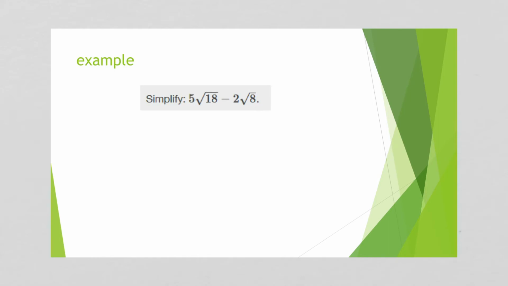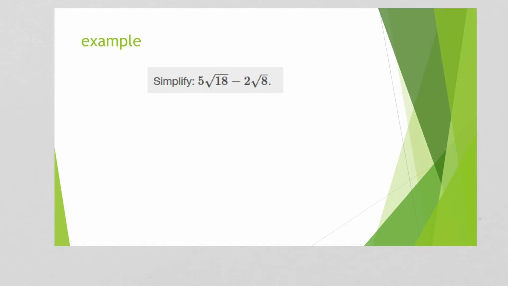All right, so in this form, there's really not much I can do with this, okay? So let's simplify this and let's simplify that, all right? So we've got 5 times the square root of 18. I can turn that into 9 times 2 minus 2 square roots of, and I can turn 8 into 4 times 2. And then I could take the square root of 9 and 4, right?